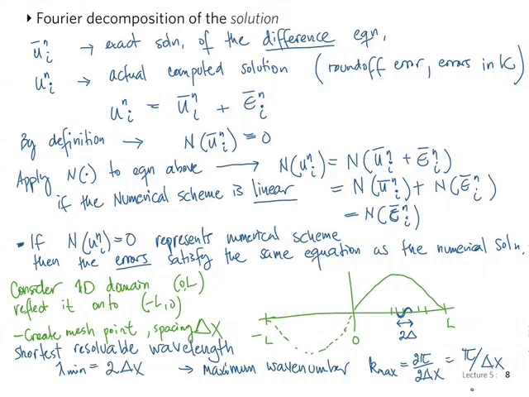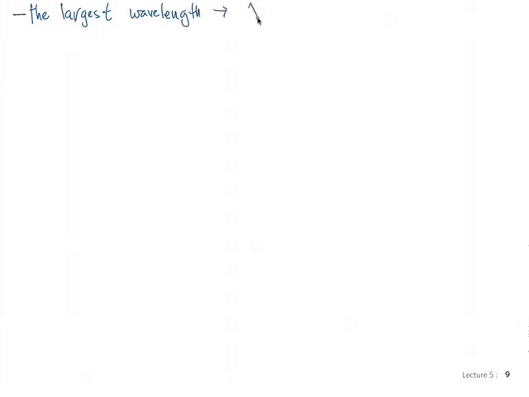Okay. So we have our minimum wavelength, maximum wave number. Now we can look at the largest wavelength that we can resolve, which is 2L, the whole domain. And so that means that the minimum wave number, k min, is equal to pi over L.